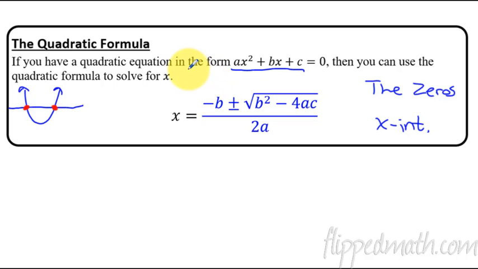If you remember the song "Pop Goes the Weasel," do do do do do do do do do, that song. So we're going to sing this to "Pop Goes the Weasel." Okay, ready? Watch how this works. X equals negative b plus or minus the square root of b squared minus 4ac all over 2a.